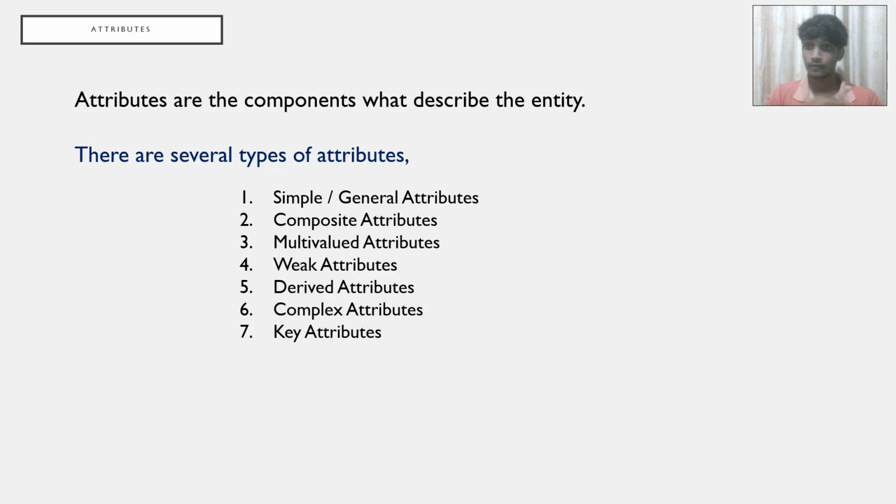Okay, so there are several types of attributes. The first one is simple or general or generic attributes, or null attributes. The second one is composite attributes. The third one is multi-valued attributes. The fourth one is weak attributes. Then derived attributes, a very essential topic. Then the complex attributes, which is kind of complex. Then the key attributes, which is again very important. Everything is important, but derived attributes and key attributes are the most important things. You will see why later.